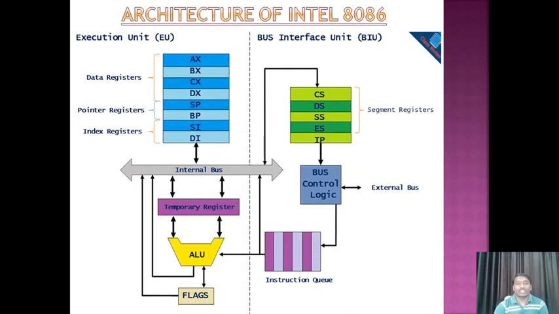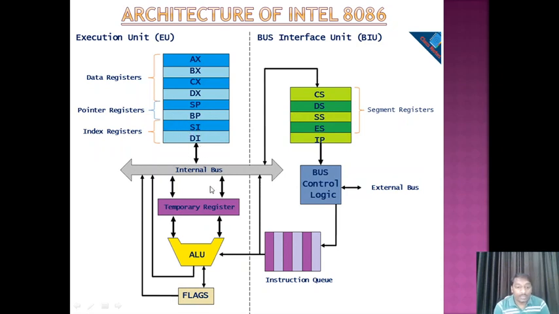This is the architecture of Intel 8086. Here we can see that the execution unit is the combination of data registers, pointer registers, and index registers. It means AX, BX, CX, DX. These are the registers. These are used for storing data. These are the general purpose registers. There are two pointer registers called stack pointer and base pointer (SP, BP), and two index registers SI and DI.